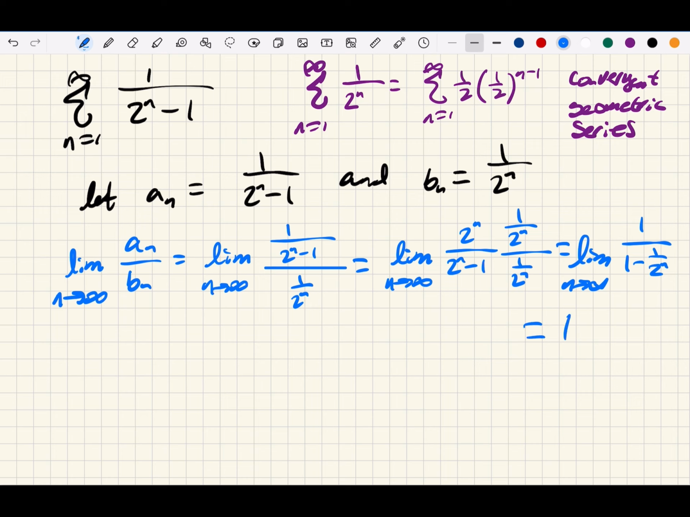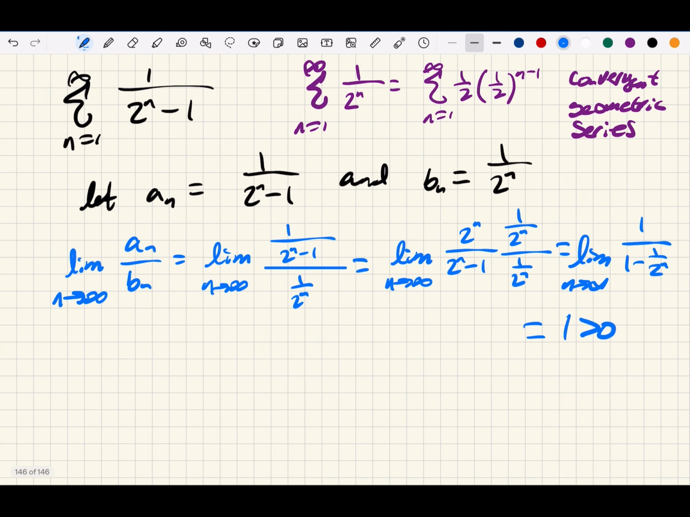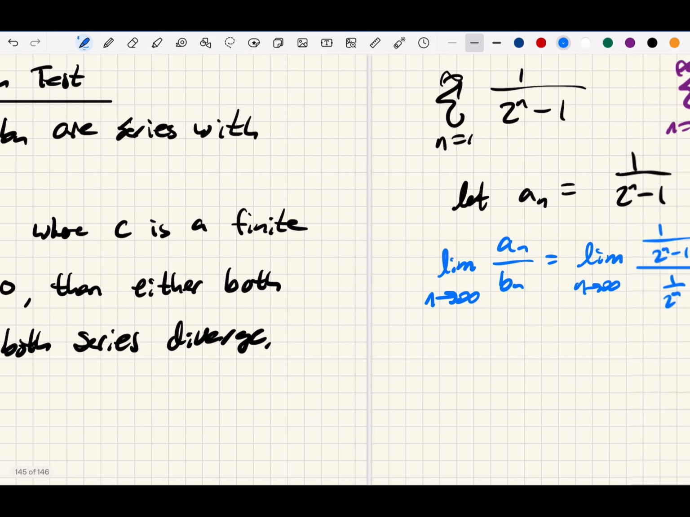L'Hopital's rule would have been difficult with this one. It just would have been longer and messier. And by the way, how do I find the derivative of 2 to the n? That's ln. Yeah, exactly. I've got logs involved, so I'm not even going to bother with that. This limit is bigger than 0. That's the point, because that's what the limit comparison test tells me: if this is a constant that is greater than 0, which it is, then the conclusion is that either both series converge or both diverge.